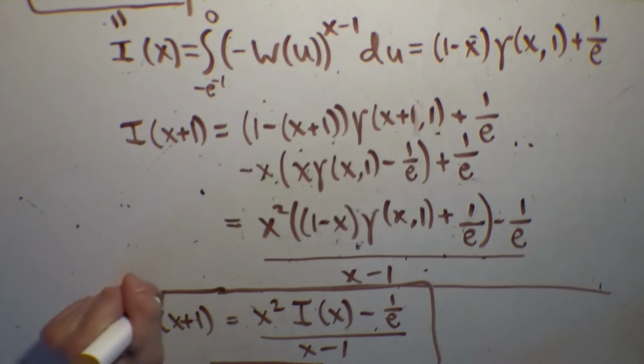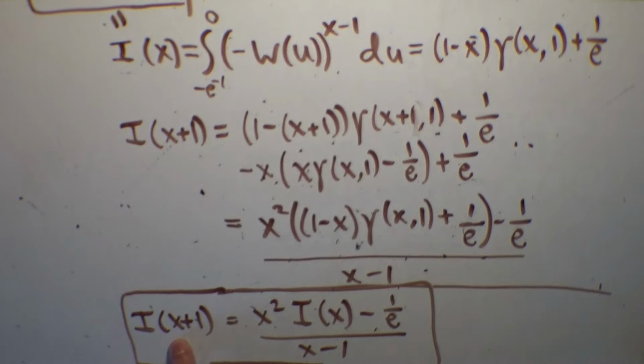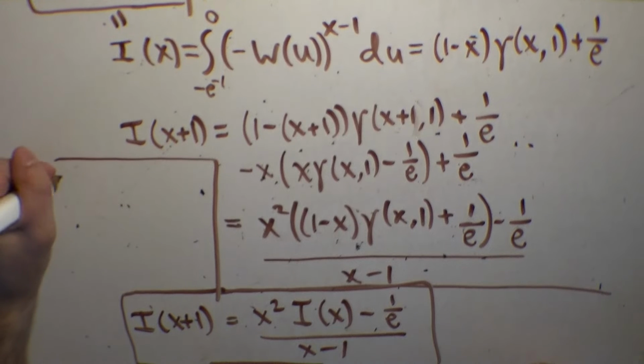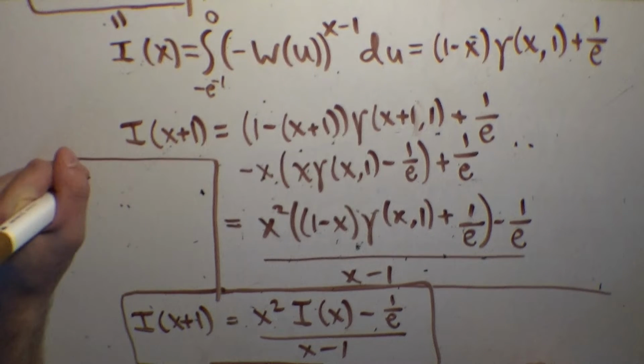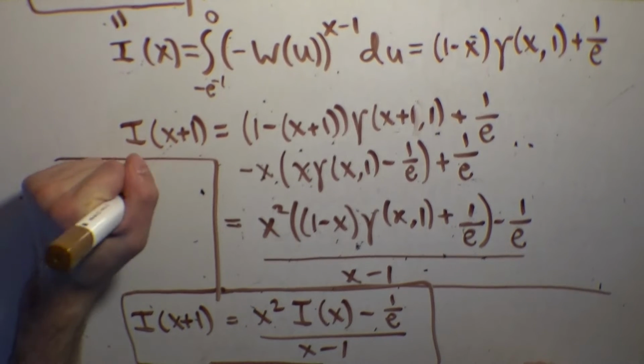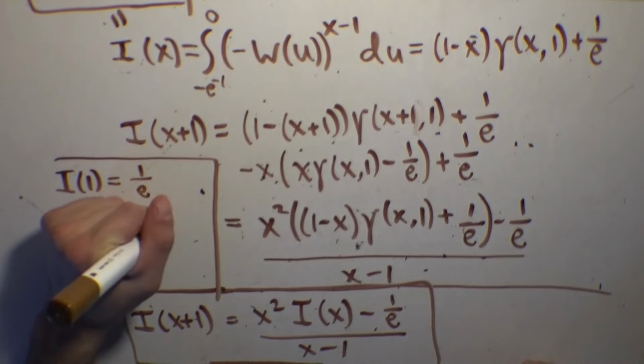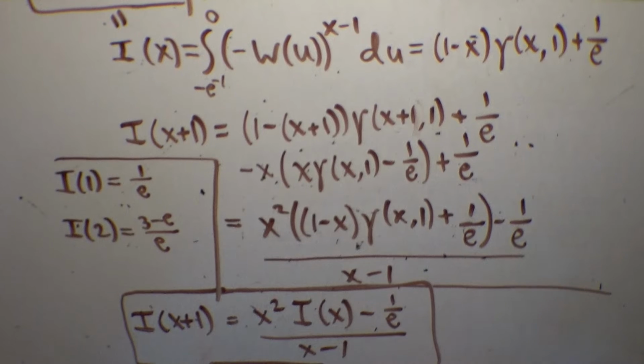And you'll notice we can't plug in 1 to find out I of 2, because we'll end up with 0 divided by 0, so we'd have to use L'Hopital's rule. But you can avoid that altogether by simply deducing what I of 1 and I of 2 must be. So if you recall, we said that I of 1 was equal to 1 over e, and I of 2 is equal to 3 minus e over e. And so to find I of 3, you simply plug this into there, and you get a nice recursion formula.